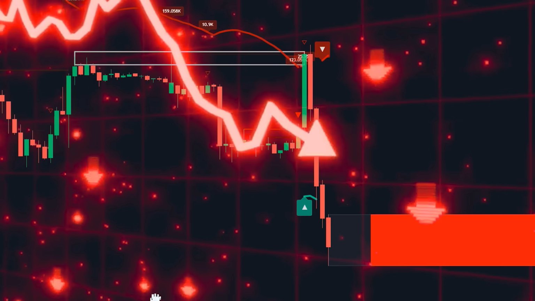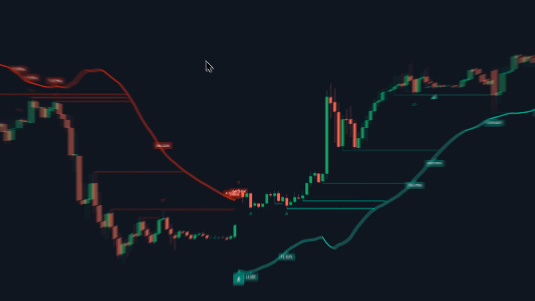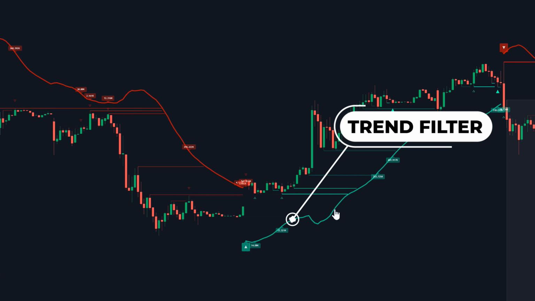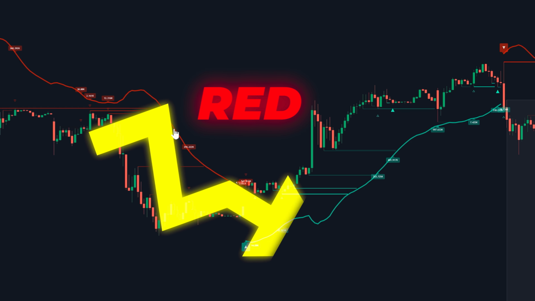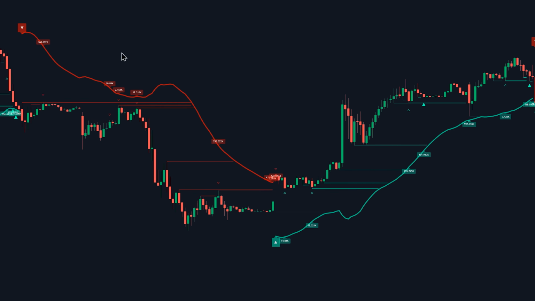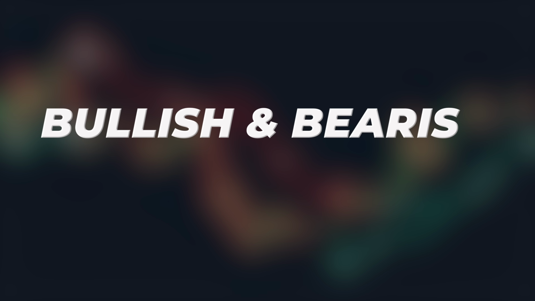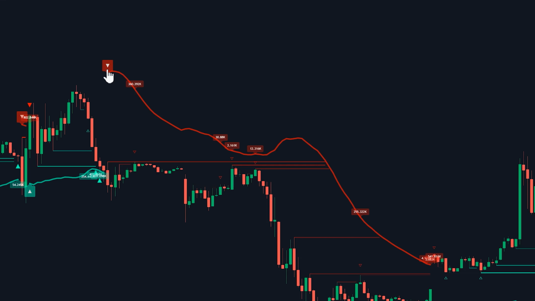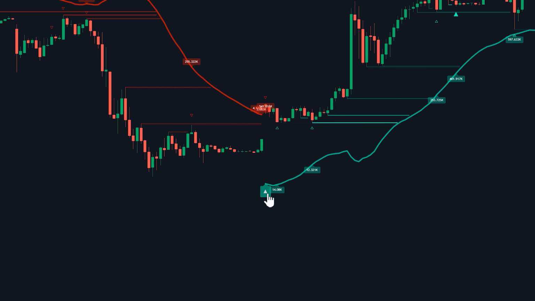Now, to better understand how this indicator works, let's take a look at its visual components. The first major component is the trend filter, which visually distinguishes bullish and bearish trends. When it's green, the market is in a bullish phase. When it's red, the market is in a bearish phase. You'll also notice trend shift triangles, which appear during transitions between bullish and bearish trends. A red triangle appears when the trend shifts from bullish to bearish. A green triangle appears when the trend shifts from bearish to bullish.